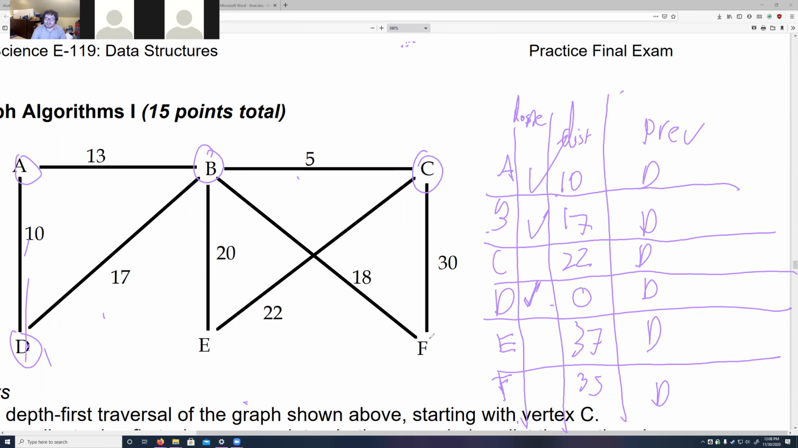What about F? 30 plus 22 is 52. So no, that's not cheaper. So we're done with C. And then F is the next one, but both its routes lead back to the place we've been. And E is the next one, but its routes also lead back to places we've been. So this is the output for Dijkstra's algorithm, and our cost to get from D to E is 37.